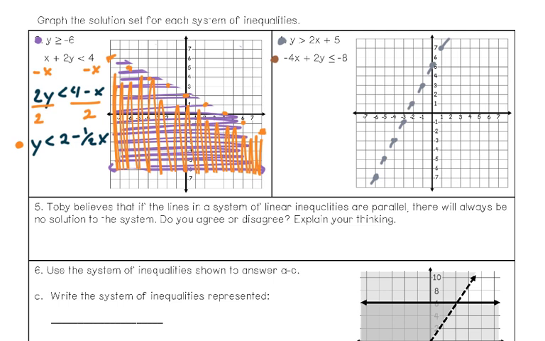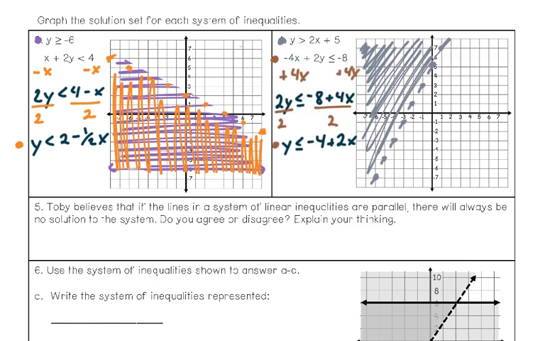For number 4, the first one, you start at 5 on the y-intercept, and then you would go up 2 over 1 from each point. You could also go down 2 and to the left 1. Keep the line dashed because there's no equal to sign, and shade above the line because it says y is greater than. Before you graph the next line, you would want it in slope-intercept form, so you should have y is less than or equal to -4 plus 2x. These two lines have the same slope, so you should do the same thing, up 2 over 1 or down 2 to the left 1, same thing.